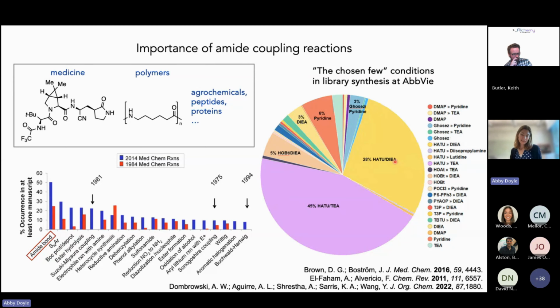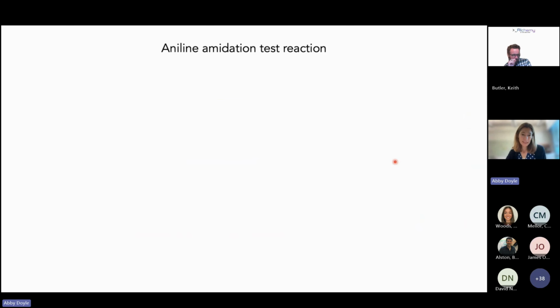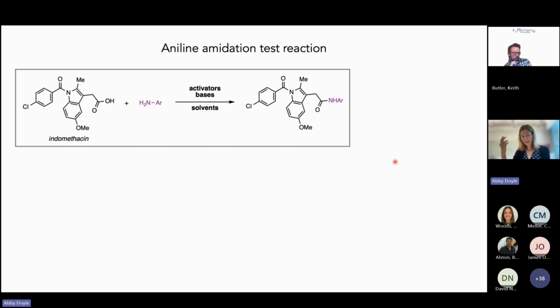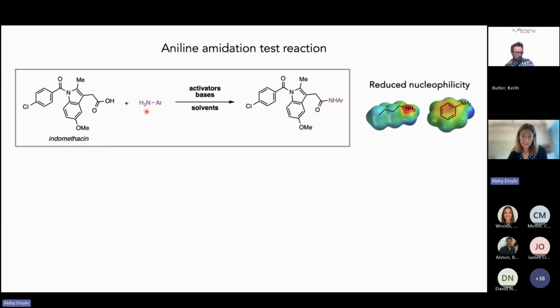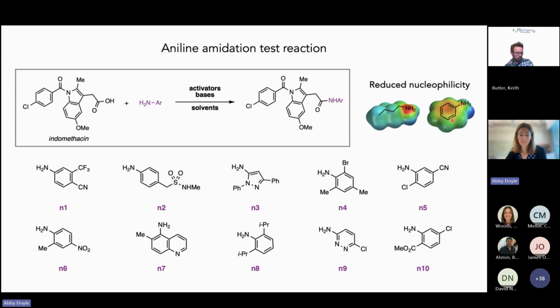So a question you might ask is, because they're the most frequently used, are they the most general conditions for a particular library of amide coupling reactions? That's exactly what we wanted to ask. We wanted to design a fake library, if you will, where we take indomethacin, this carboxylic acid, and generate a library with a variety of different anilines. Anilines tend to be harder substrates for amide coupling just because of reduced nucleophilicity, so we wanted to make it a bit of a harder problem in that regard. And so these were the 10 anilines that we chose.